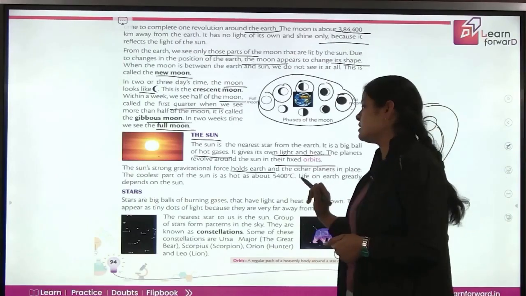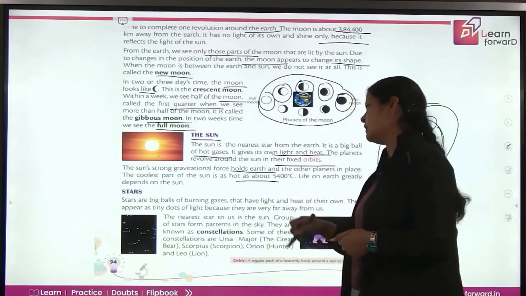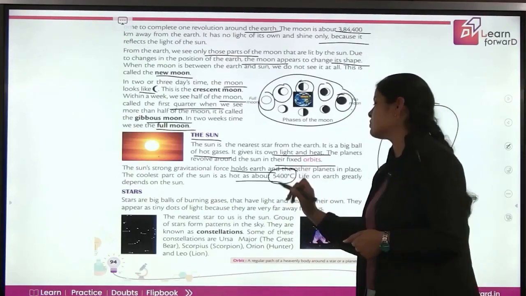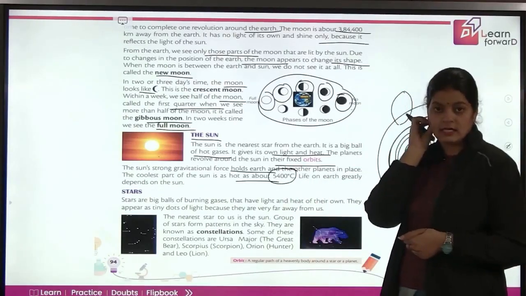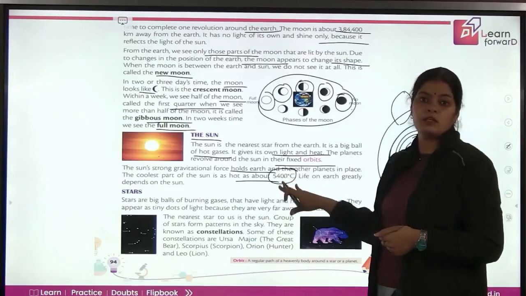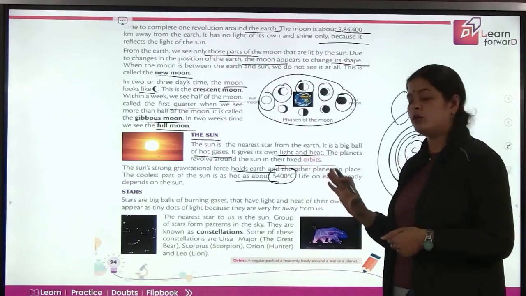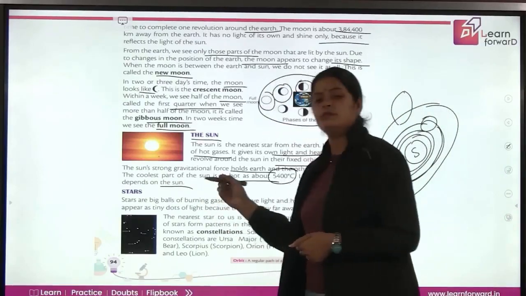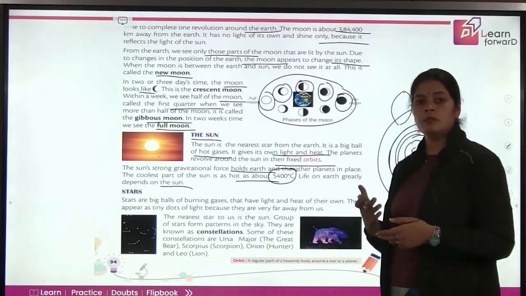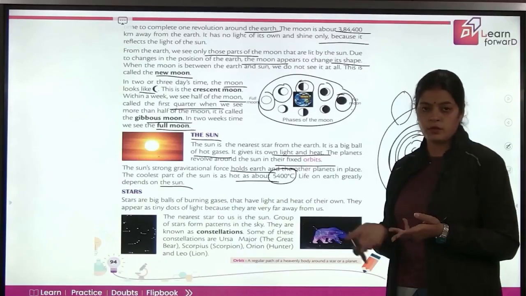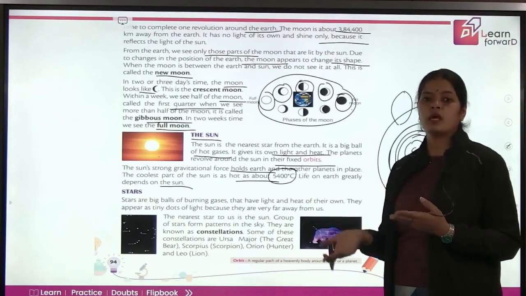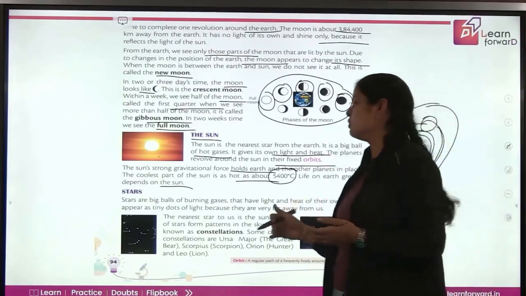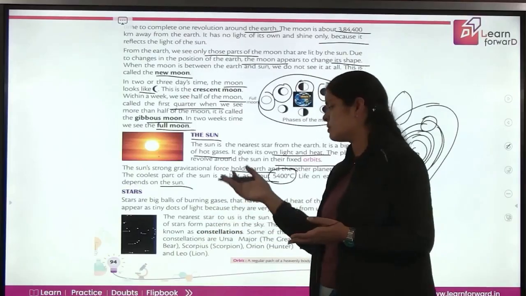The coolest part of the sun is as hot as about 54,000 degrees centigrade. Means this is the least temperature that the sun has at any point of its surface. Life on earth greatly depends on the sun. Plants produce their food because of the sun. Evaporation and the water cycle happen because of the sun only. There are other things also that depend on the sun.